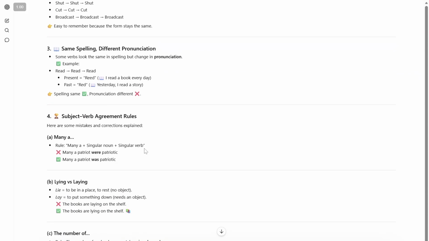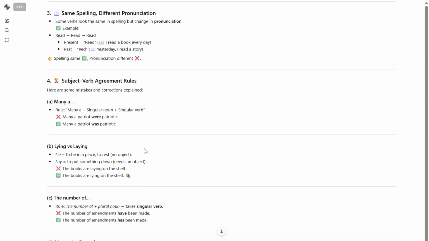Number 4, subject-verb agreement rules. Here are some mistakes and corrections explained. A. Many a rule. Many a plus singular noun takes a singular verb. Wrong: Many a patriot were patriotic. Correct: Many a patriot was patriotic.